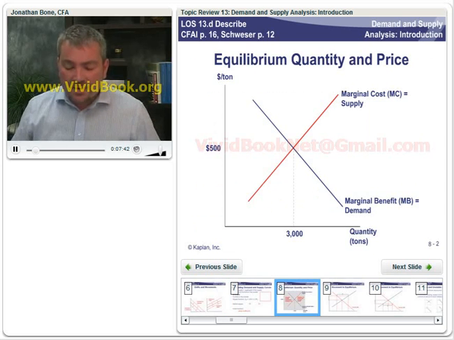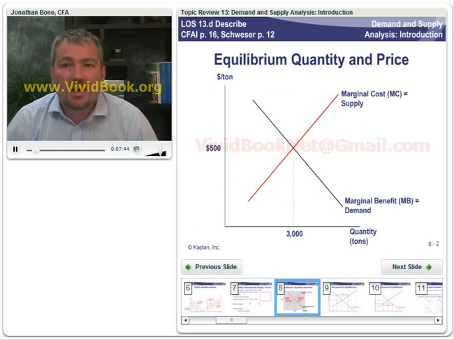So here is equilibrium quantity and price. Notice we've got price on our y-axis and quantity on our x-axis. We've got the supply curve. Now notice we're calling the supply curve marginal cost. And we'll discuss why that's the case a little bit later. And the demand curve is marginal benefit. Why is it marginal benefit?